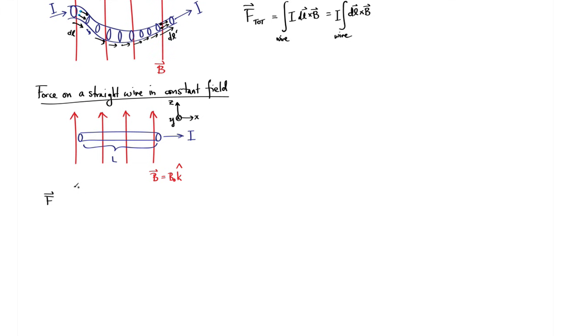So we can use this integral that we wrote up here. F total is going to be the integral over the whole wire. We know there is some current that's going to the right, I dl cross B. All right, so I is a constant. We can factor that out.